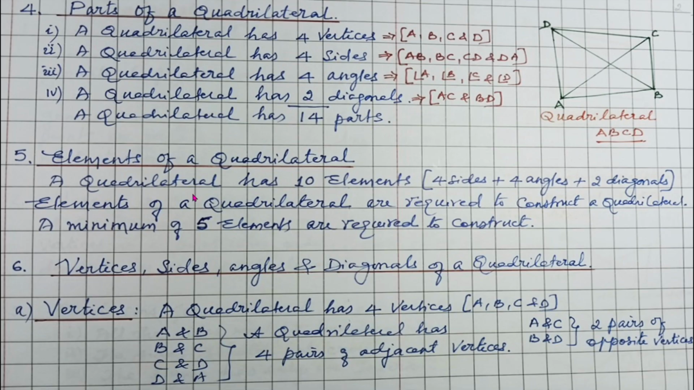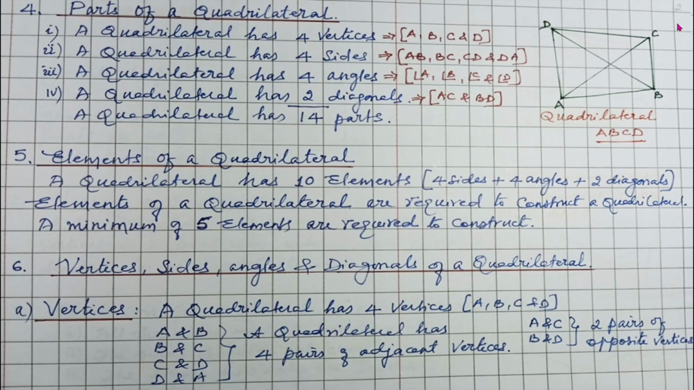Remember that. A quadrilateral has 10 elements. That means leaving the vertices, 4 plus 4 plus 2 is 10. So, it has 4 sides, 4 angles and 2 diagonals. They are the elements of a quadrilateral. The elements are required to construct a quadrilateral, and to construct a quadrilateral, a minimum of 5 elements are required. Remember that.